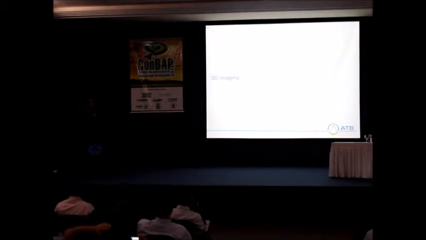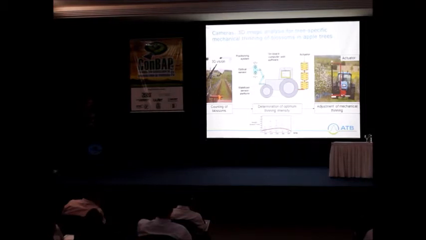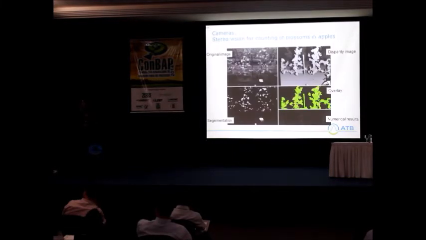So 3D imaging is another way to use cameras. Another example from my institute. It's about precision horticulture. In apple growing, it's important to reduce the number of flowers in apple trees, because too many flowers generate small apples. And we do that tree specifically, and for that reason we need to count the number of flowers. And this is done by a 3D vision system.